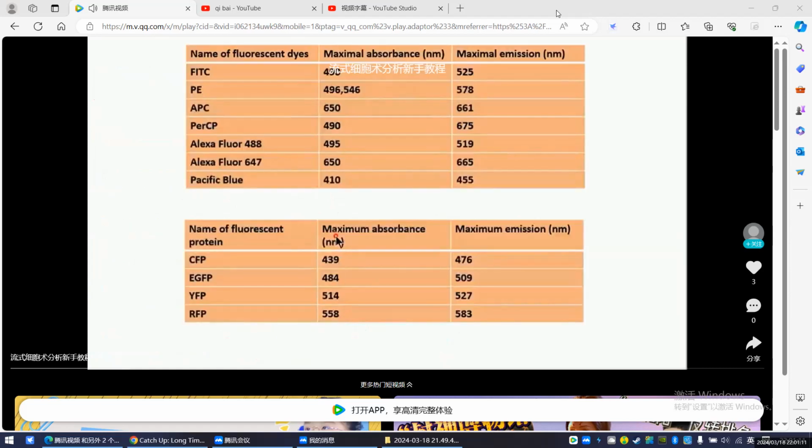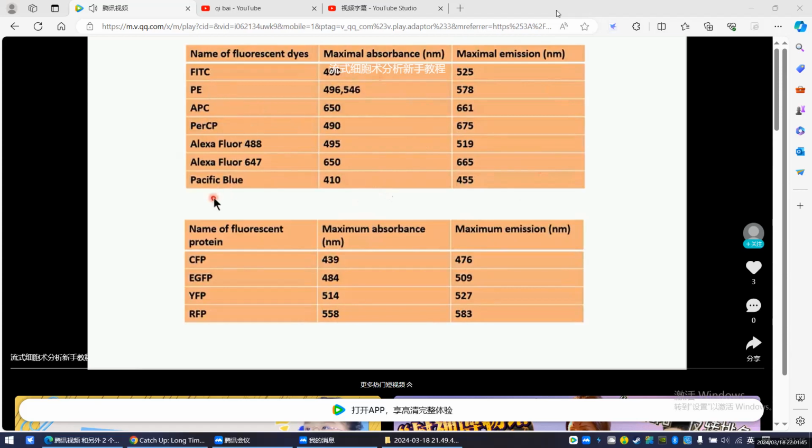So we have a list of fluorescent dyes here which can be used to tag the antibodies or molecules. Here is the list of dyes like FITC, PE, APC, PerCP, Alexa Fluor 488, Alexa Fluor 647, and Pacific Blue. There are multiple other dyes present like PerCP 5.5, PE-Cy7, APC-Cy7. So many color choices are present there. And here is the list of absorbance and emission of these fluorescent dyes.